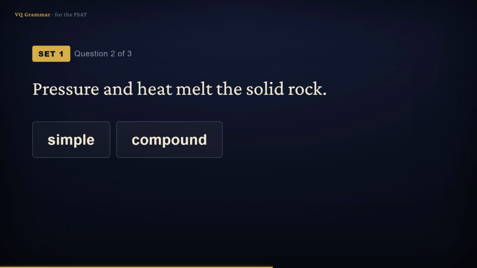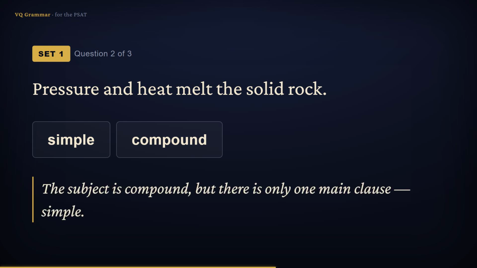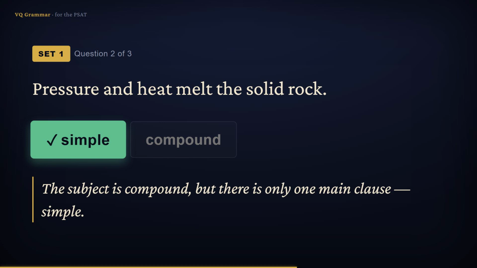Pressure and heat melt the solid rock. The subject is doubled up, pressure and heat, but there's still just one verb, melt, and only one complete thought. A compound subject does not make a compound sentence, so the answer is simple.